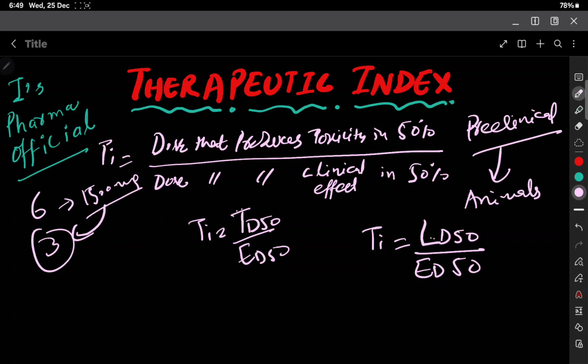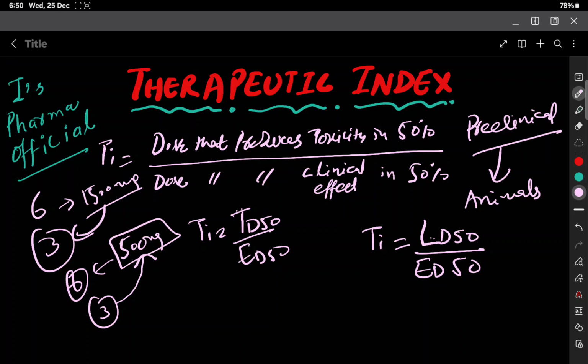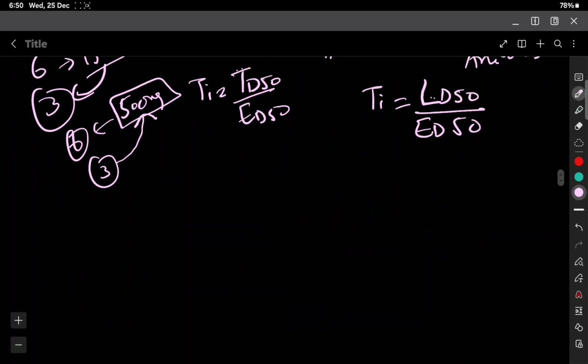While the dose which produces the clinical effect in 50% of the population, for example 500 mg is the dose. We have 6 animals, and out of these 6, 3 produce the clinical effect at this dose. So 500 mg will be the effective dose. Okay, so the dose that produces toxicity in 50% of the population upon the dose which produces clinical effect in 50% of the population, that is called the therapeutic index. So we will now explain this by using a graphical representation.